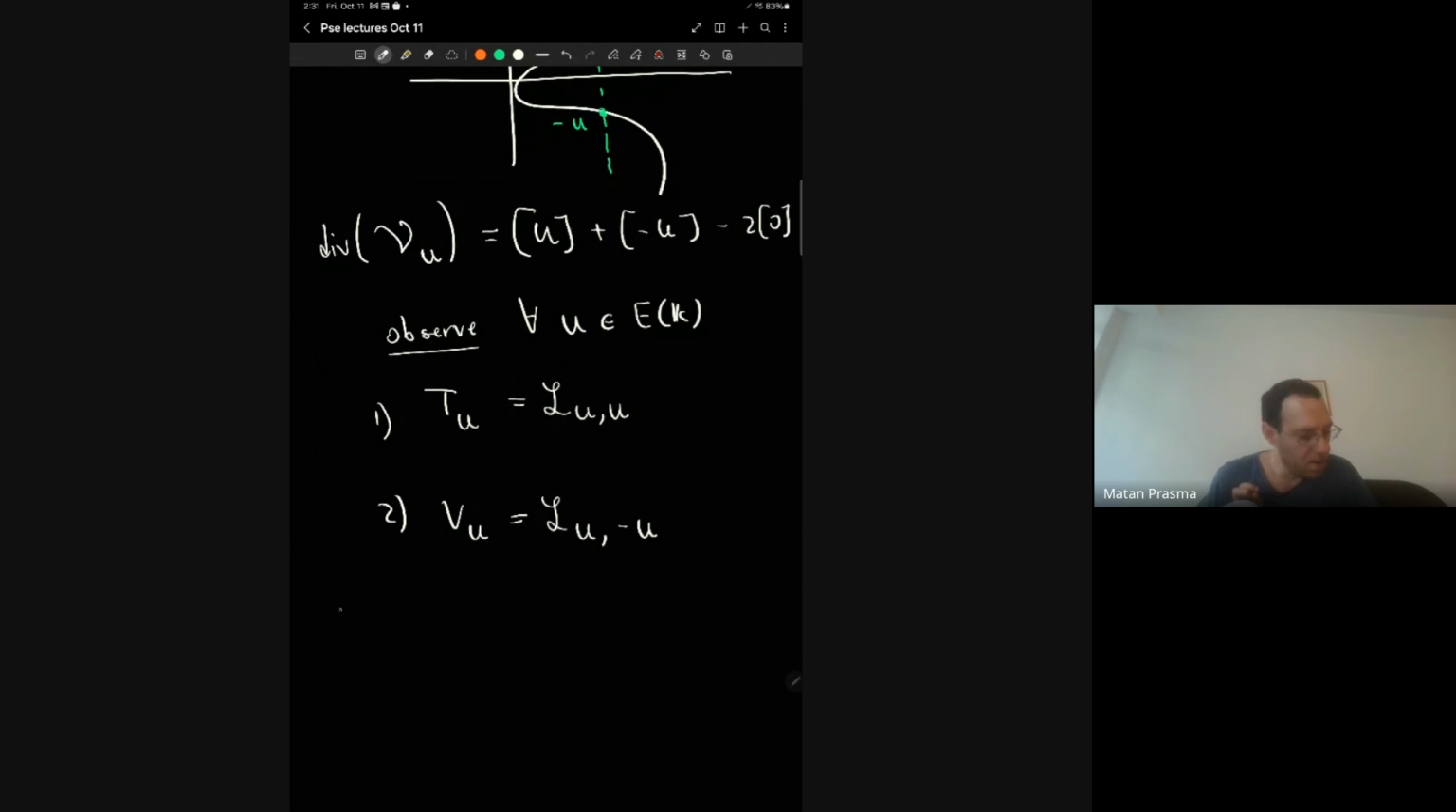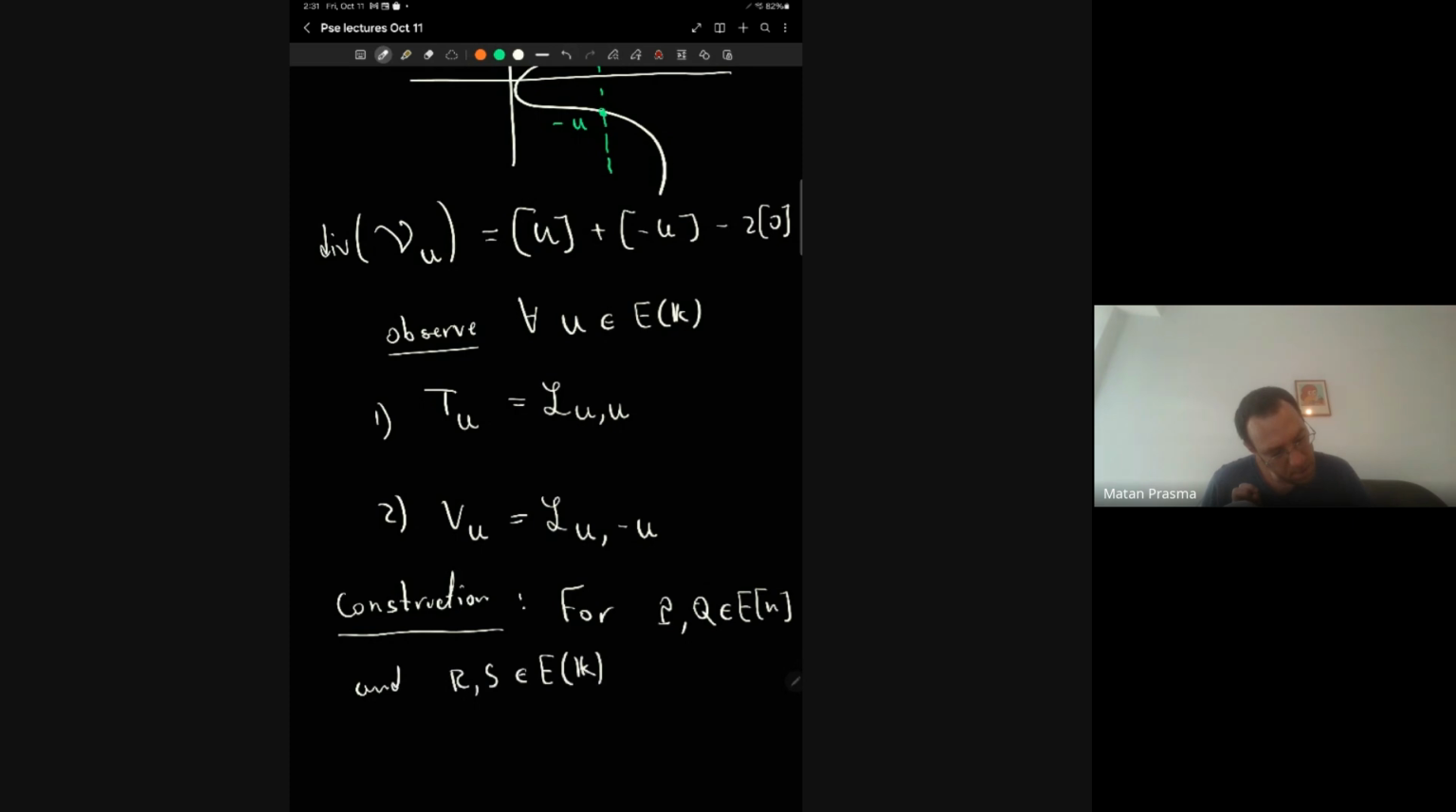And now this construction: for P and Q torsion points, and R and S two points on the curve such that S is not an element of the set R, P plus R, P plus R minus Q, and R minus Q.